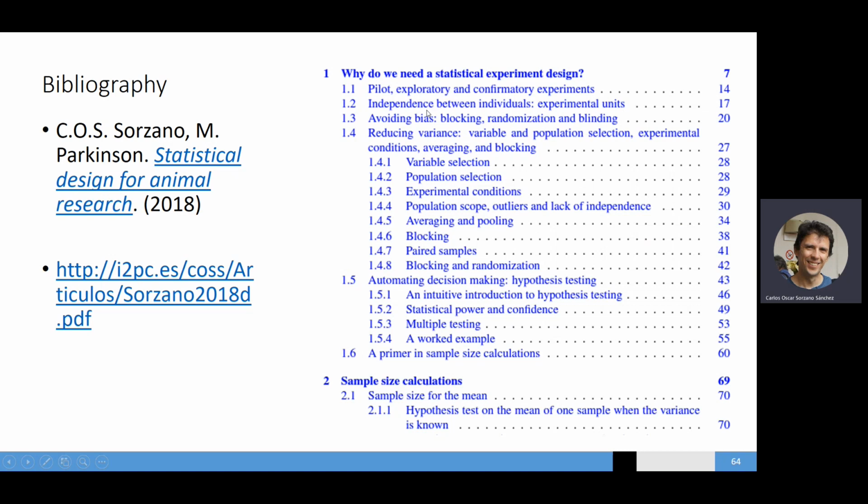Actually, the first and the fourth chapter are very useful for anyone working in experiments with research animals and having to analyze the data coming out from it. So if you are interested, I recommend you to read these couple of chapters, and chapters 2 and 3. The first one is related to sample size. The second one is related to experiment design.